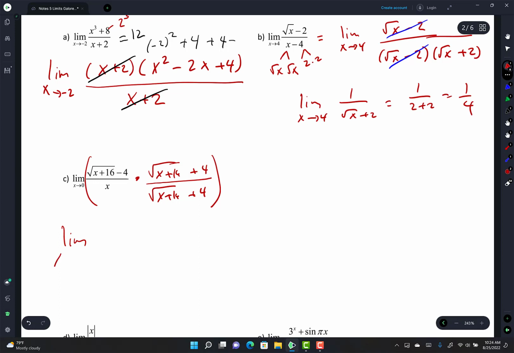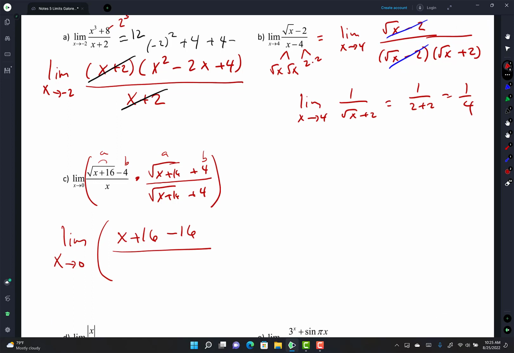Limit as x approaches 0. And then in the top part, the square root is like an a, and then the 4 is like a b. So do you guys see how this is like the difference of squares? Yeah. So I can just go square root times square root is x plus 16, and the negative 4 times positive 4 is minus 16. That way I don't have to do the whole FOIL thing. Are we okay with that? In the bottom, don't even bother multiplying. You can if you want, but I wouldn't bother. x times the parenthesis square root of x plus 16 plus 4, close.